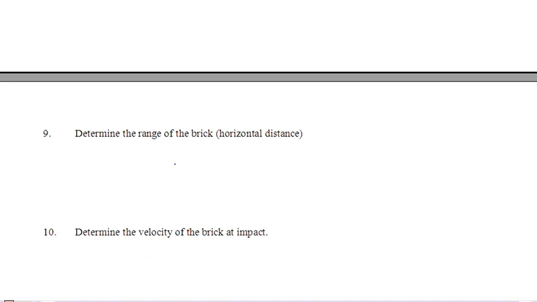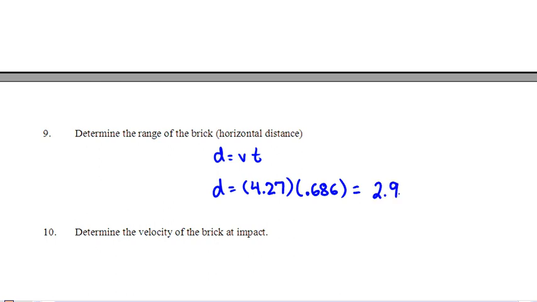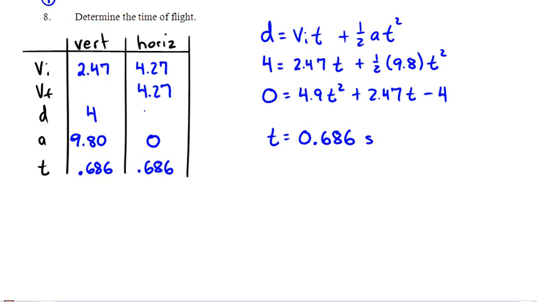Sideways, it's such a boring story. It's just D is equal to VT. So our sideways range, our D, we've got a sideways speed of 4.27 all day long. We're only going to fly 4.686 seconds, kind of rounding a bit on both of those. And I believe the answer here, if you want to go to about 3 sig figs, is something pretty close to 2.93 meters. You know, if you want to be thorough, we can go back and put that in here. Yeah, we've got 2.93 meters.